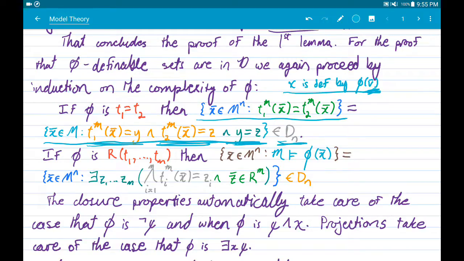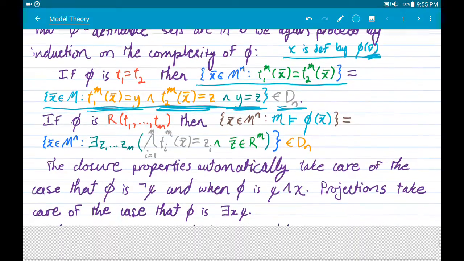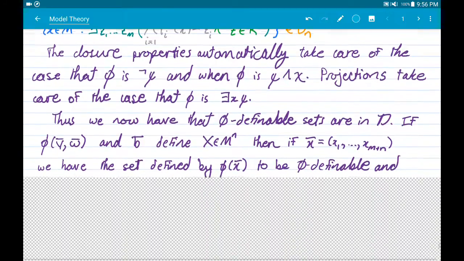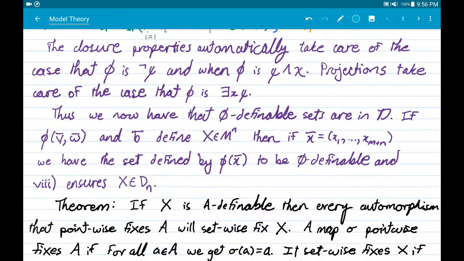and therefore the intersection of them all is in Dn. A similar reformulation of a relation R in terms of conjunctions establishes the other part of the base case of this proof, and similarly, negations are also taken care of in a similar way because we have closure under complement.